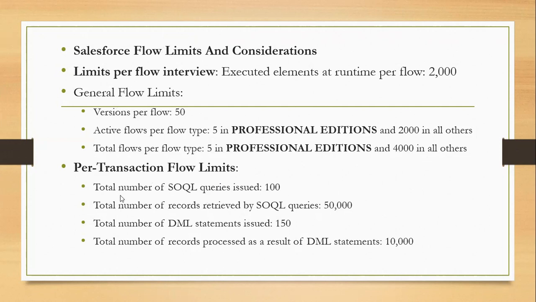Per-transaction flow limits: the total number of SOQL queries issued is 100, the total number of records retrieved by SOQL queries is 50,000, the total number of DML statements issued is 150, and the total number of records processed as a result of DML statements is 10,000.